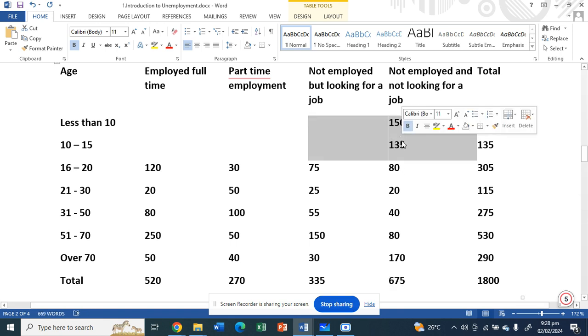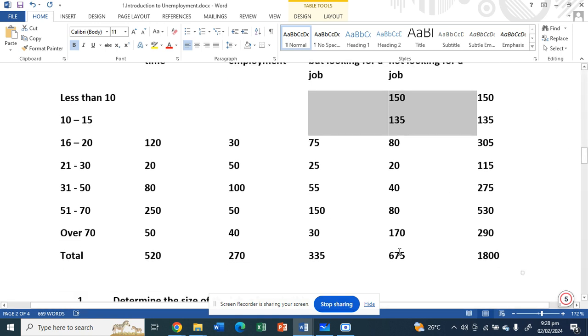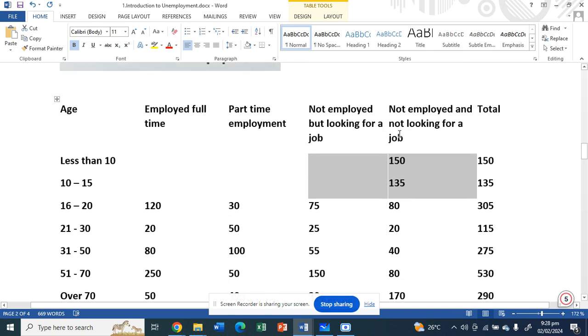Okay. So 675 minus 135 plus 150, we get 390, right? So there are 390 adults who are not employed and not looking for a job. Because remember, we want only the adult population, right?